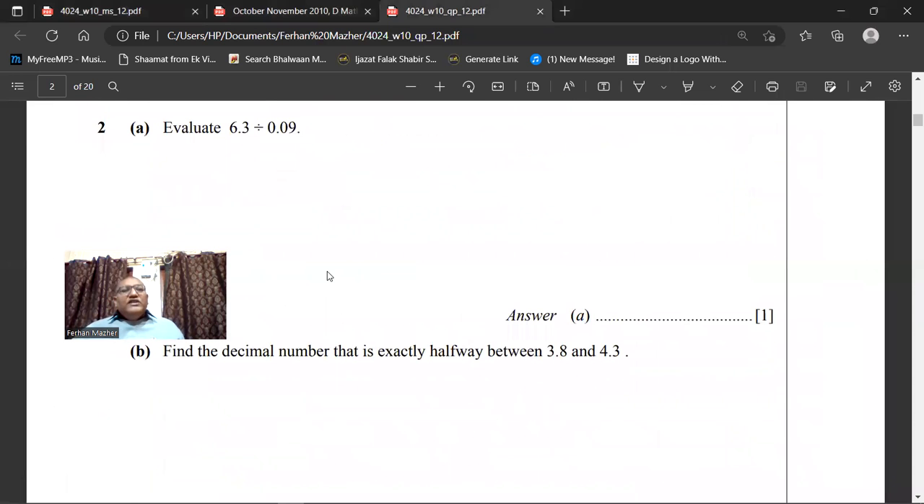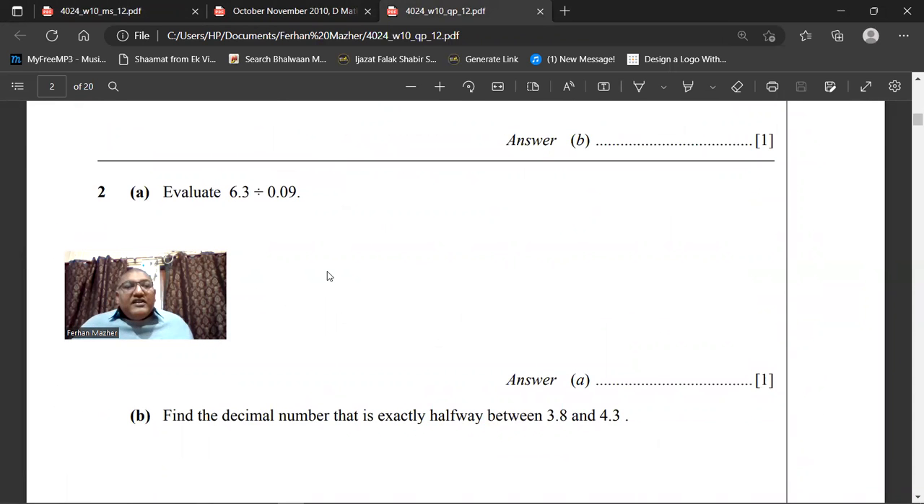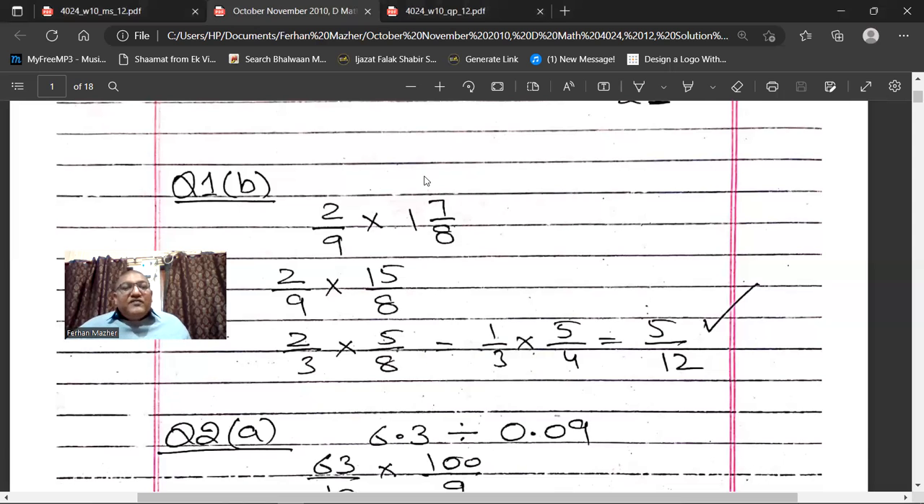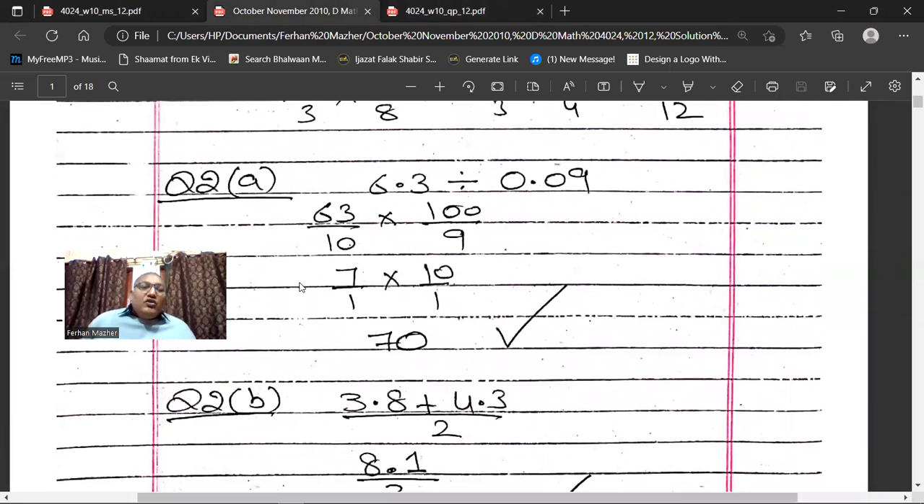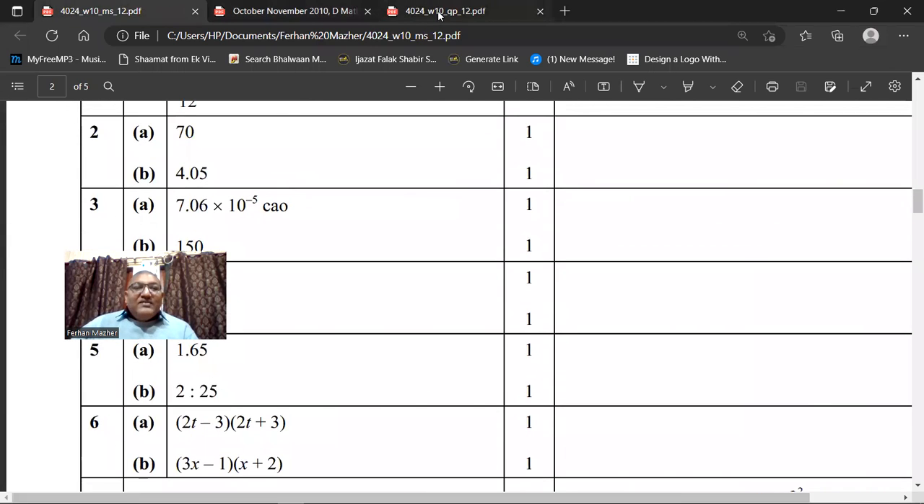Okay, so question number 2, its A part. He says evaluate 6.3 divided by 0.09. So first of all, I will convert these decimal fractions into simple fractions. That will become 63 by 10, and this will become 9 by 100. When you convert that divide sign into a multiply sign, it will become 100 by 9, that fraction will flip. So it's 63 by 10 multiply 100 by 9. When you cancel 9 and 63, and 10 and 100, you are left with 7 by 1 multiply 10 by 1. So the answer will be 70. So question number 2 A part answer is 70.